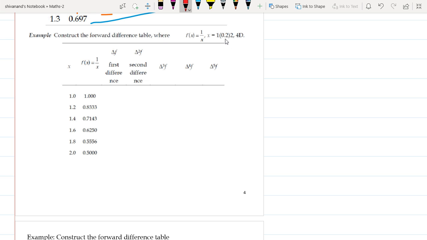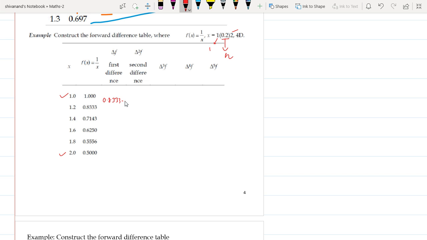Construct the forward difference table where the function is given and x is from 1 to 2 with the step length h equal to 0.2. This is the starting value 1, and this is the ending value 2, and each step length is 0.2, therefore the equidistant values are 1, 1.2, 1.4, 1.6, 1.8 and 2. What is the function given? f of x equal to 1 by x. So when you take x as 1, f of x is 1. When you take x as 1.2, it is 0.833, and so on.